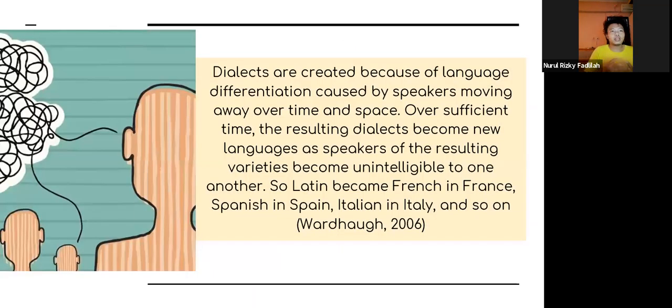Okay, dialects are essentially created because of the language differentiation caused by speakers moving away over time and space, over and over through the years until right now. Over sufficient time, the resulting dialects become new languages, and speakers of the resulting varieties become unintelligible to one another. For example, Latin became French in France, Spanish in Spain, Italian in Italy, and so on. Waldorf, 2006.